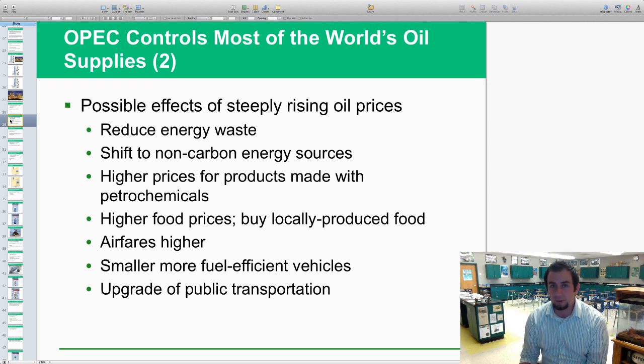Either that or they'll have smaller fuel-efficient cars that can take a longer time to get them from point A to point B. And they might even use public transportation more. And that's what's really going to happen as we see those oil prices rise. And some of that might already be happening, and you're feeling the effects of it.